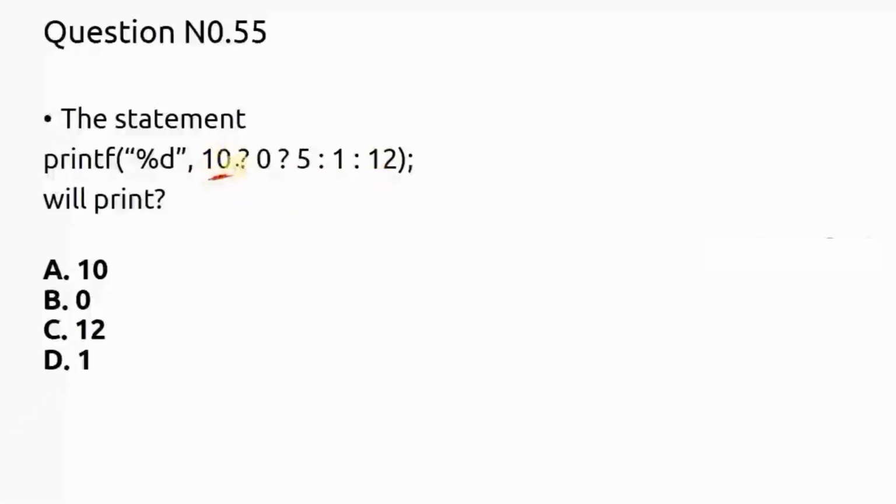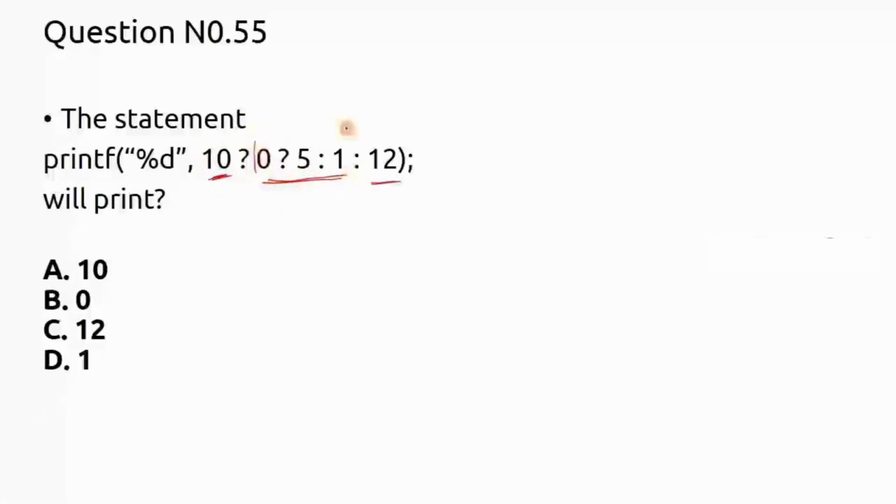In other words, if this value is non-zero, it will execute this part. If this value is 0, it will execute this part. So now 10 means non-zero. That's why it has to take this value. So now 10 is there, that's why it has to consider this value.